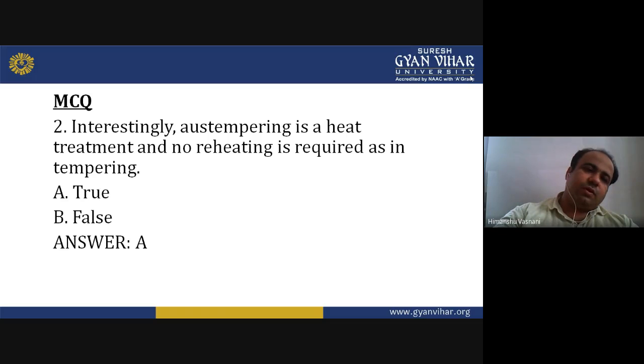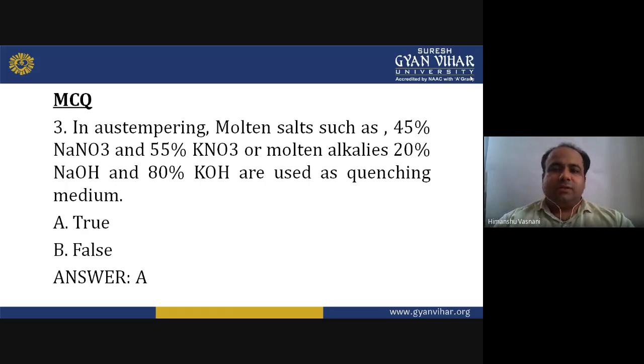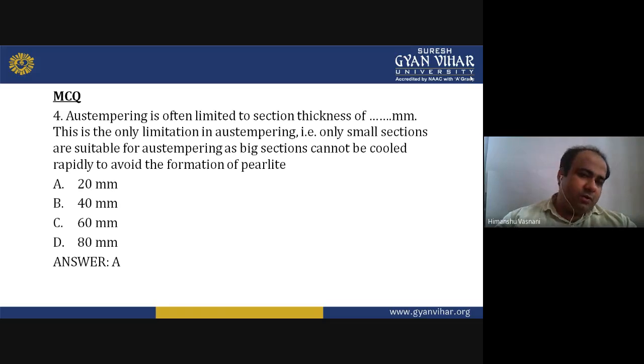It is true. Now in Austempering, molten salts such as 45% NaNO3 and 55% KNO3, or molten alkalis of 20% NaOH, 80% KOH are used as a quenching medium. True or false? It's true. Now Austempering is often limited to a section thickness of 13 mm. This is the only limitation in Austempering, because only small sections are suitable, as big sections cannot be cooled rapidly enough to avoid formation of pearlite. So what is the thickness that has the limitation of Austempering? It is 20 mm. It is 20 millimeters.